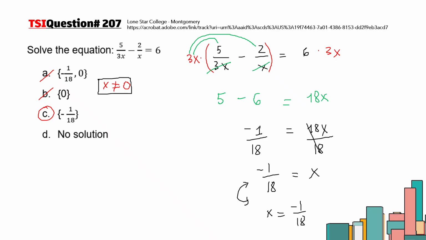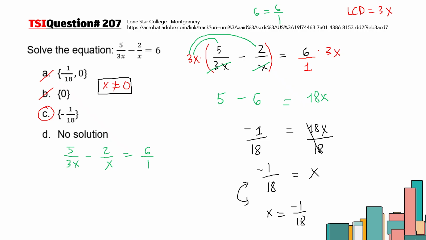In this case, the least common denominator is 3x, because 6 is like 6 over 1. If we want to do the second method, some people will do it like this. We have 5 over 3x minus 2 over x equals 6 over 1. So now we know the least common denominator is 3x.